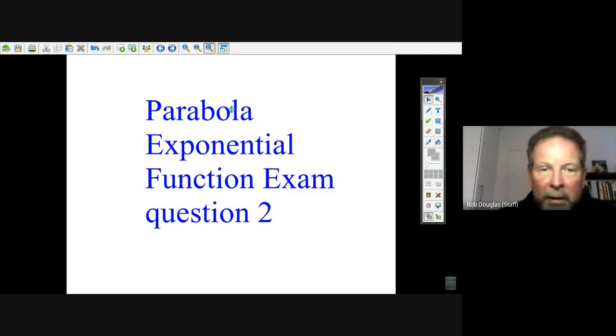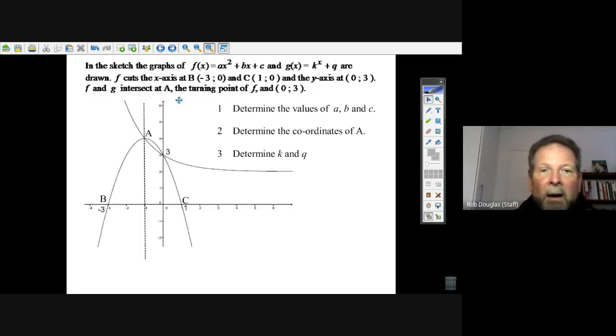Okay, we're going to do another parabola exponential function exam question, and let's just get to it. This question has the sketch of a parabola. They tell you that it's cutting through 3, the y-intercept of both this exponential equation and this unhappy parabola. That's the y-intercept there. It cuts through both of them. They have the same intersection point at A.